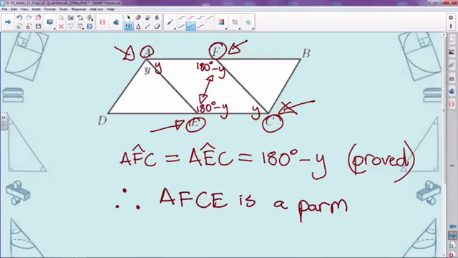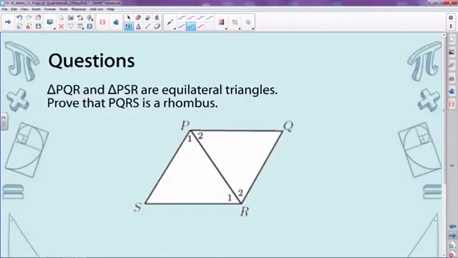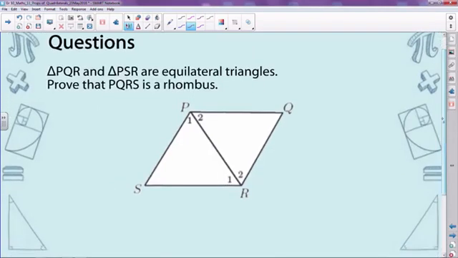Okay, I'm going to skip to this next question. Triangle PQR and triangle PSR are equilateral triangles. What does equilateral mean? Equal. So all of the sides are equal to each other. Prove that PQRS is a rhombus. Okay, grade 10s, I'll give you 1 minute to try that on your own.